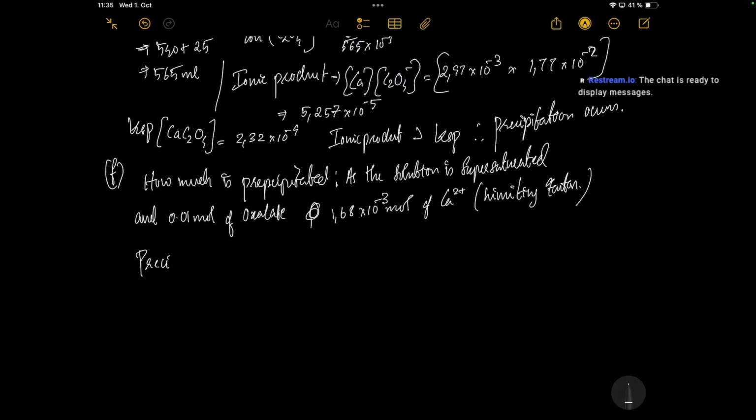Precipitation occurs until QP equals KSP, the ionic product. Uh-huh.